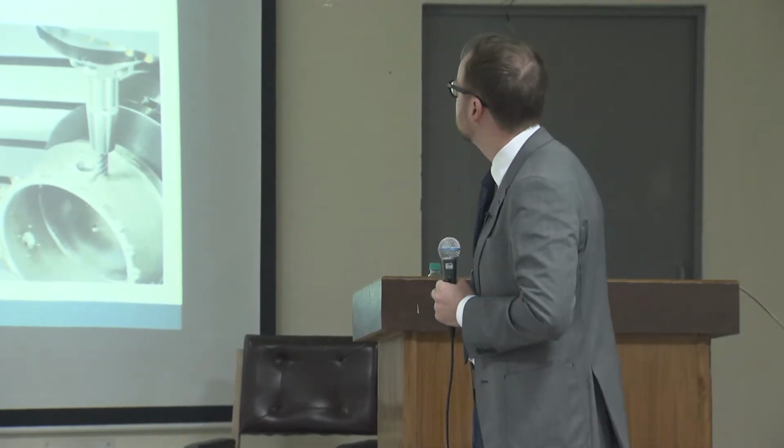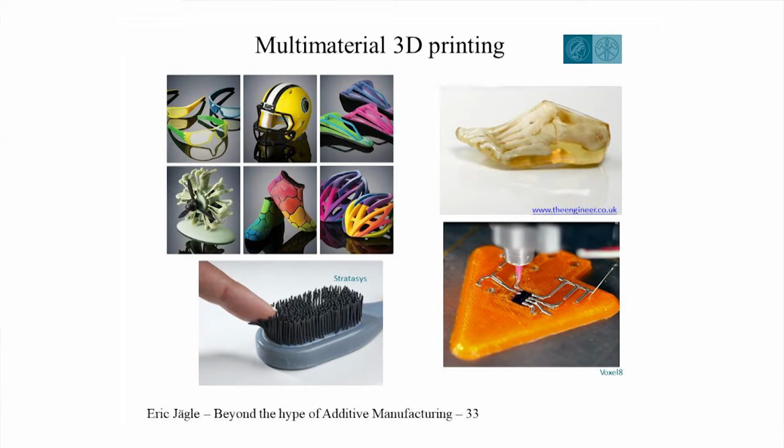Sorry for the typo. Okay, AM does not only have a multi-scale problem, it also has a multi-material problem. Here actually I've given you the examples of multi-material 3D printing that already work. So you can print in full color, yay. You can also combine flexible rubbery type polymers with hard polymers, or transparent and non-transparent polymers. So there it already works.